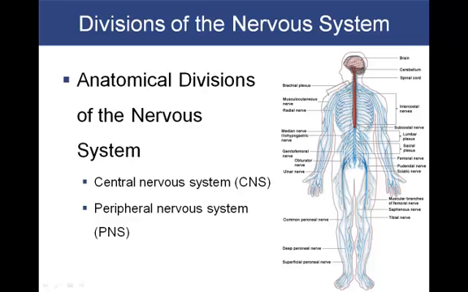We have the central nervous system that is dominated by the spinal cord and the brain. And we have the peripheral nervous system, which would be any nervous tissue outside of the spinal cord and brain. So here in this figure, you see all of the nerves as they run through the body. This would all be considered peripheral nervous system.